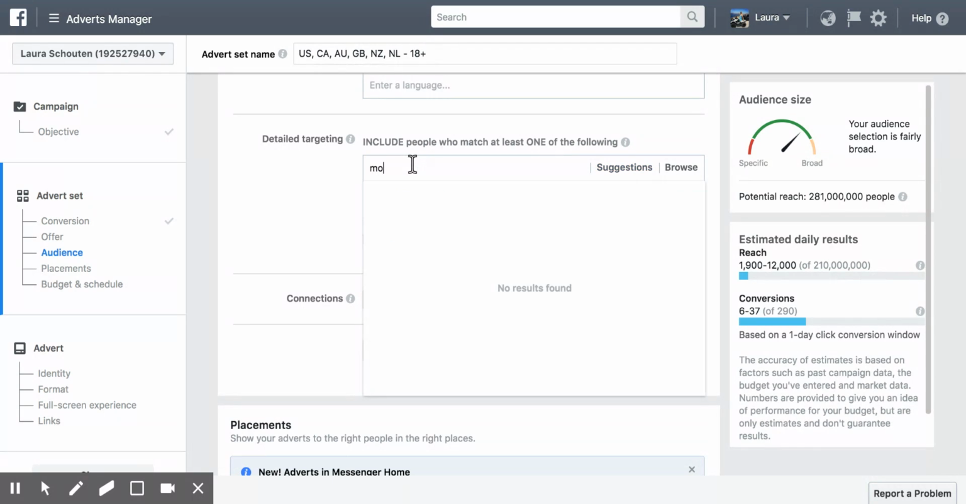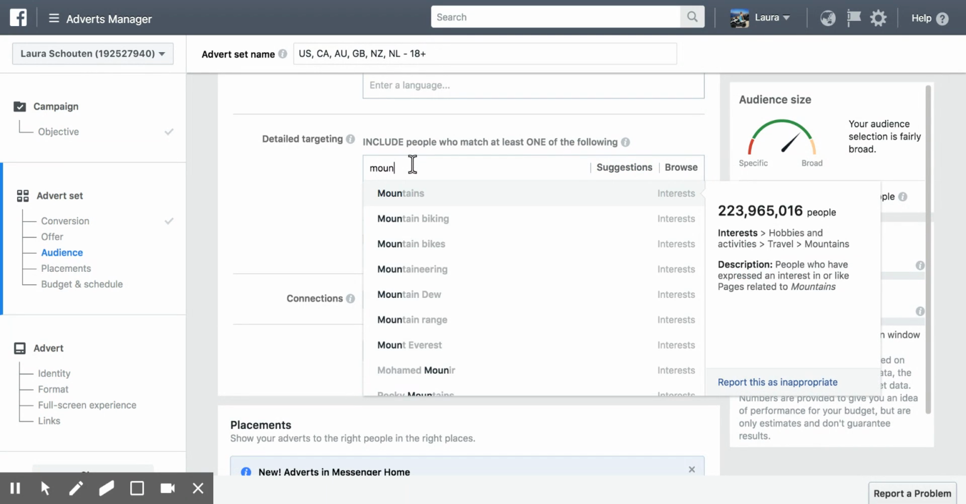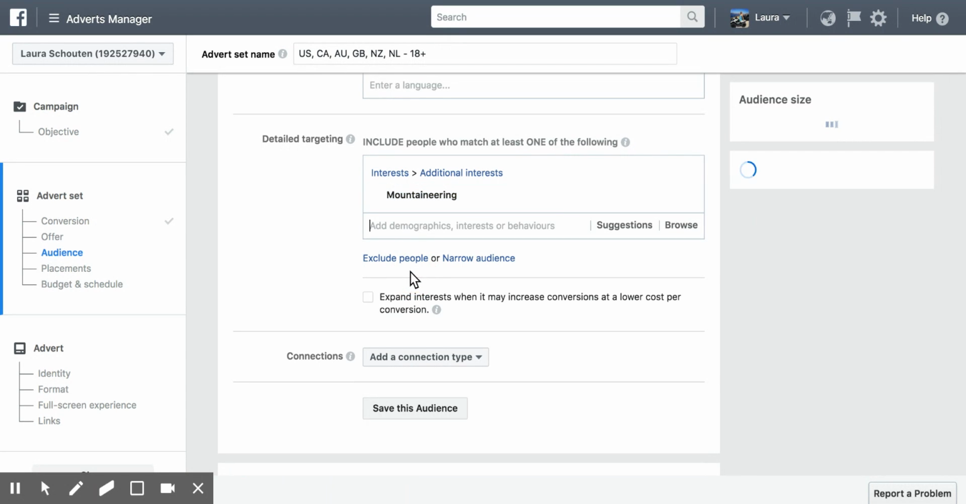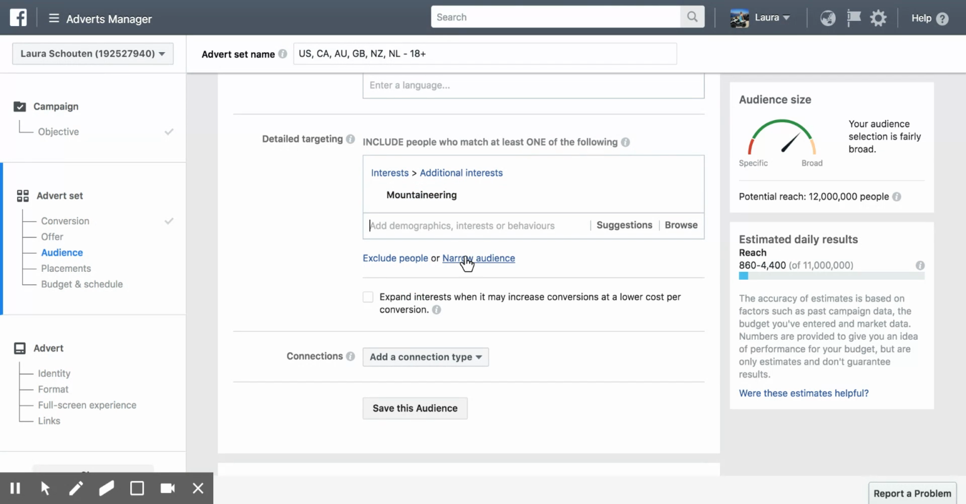I would say mountaineering is pretty passionate. I can't even spell. There it is. Mountaineering. Okay, they sound pretty passionate to me. If you don't know what mountaineering is, Google it and see what it is, but they're pretty passionate people. So you could do mountaineering, okay? And then you could narrow down.